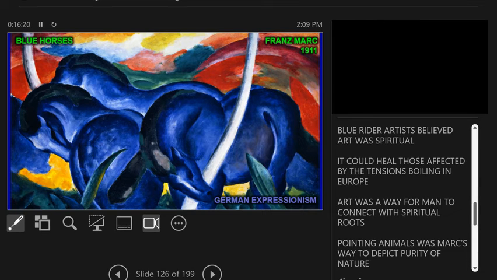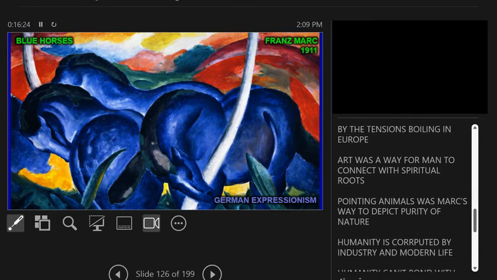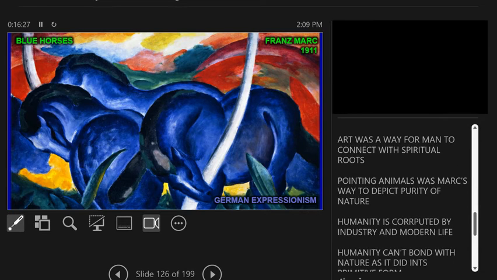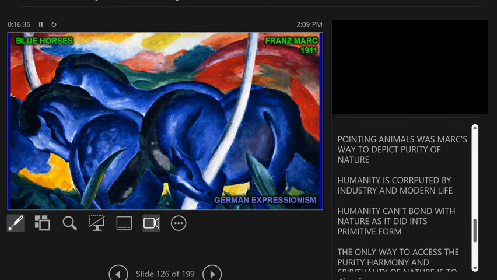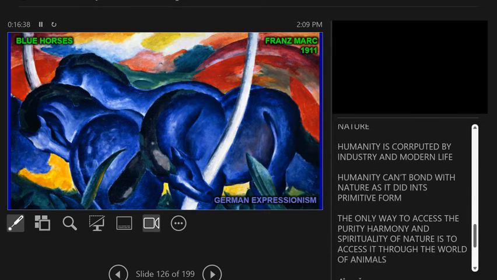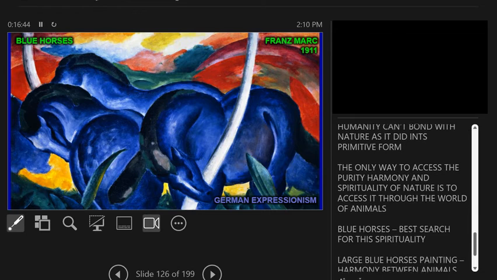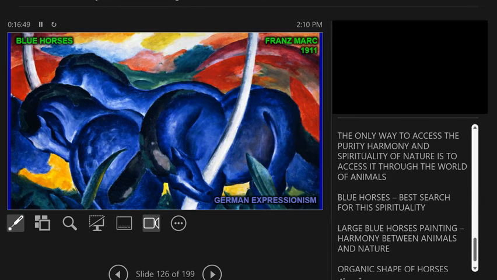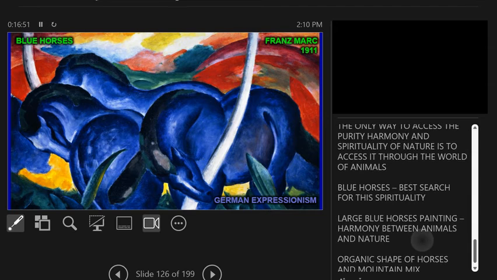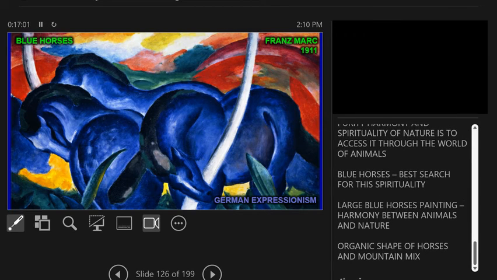So the Blue Rider artists believed that art was spiritual and it could heal those affected by the tensions boiling in Europe. Art was a way for man to connect with the spiritual roots. Painting animals was Marc's way to depict the purity of nature. Humanity is corrupted by industry and modern life, and humanity can't bond with nature as it did in its primitive form. The only way to access pure harmony and spirituality of nature is to access it through the world of animals.